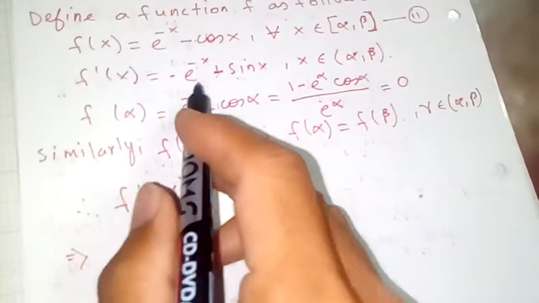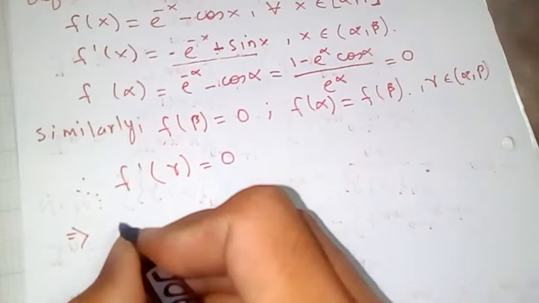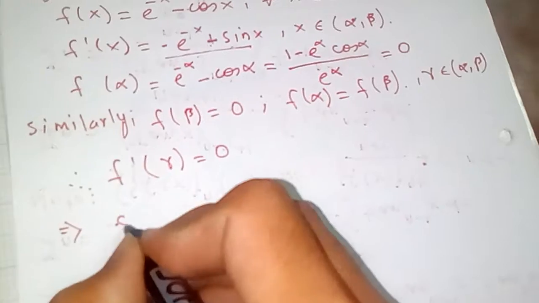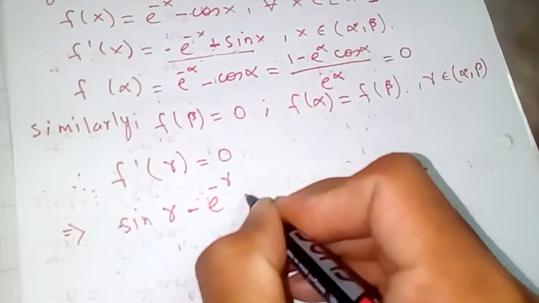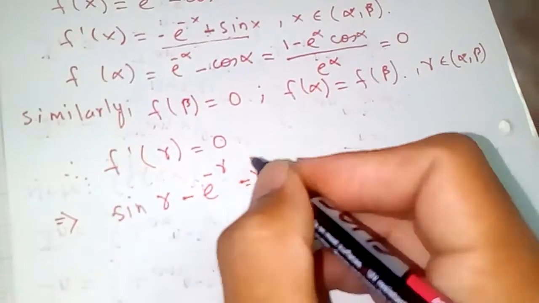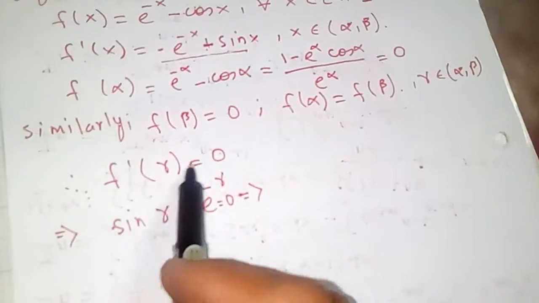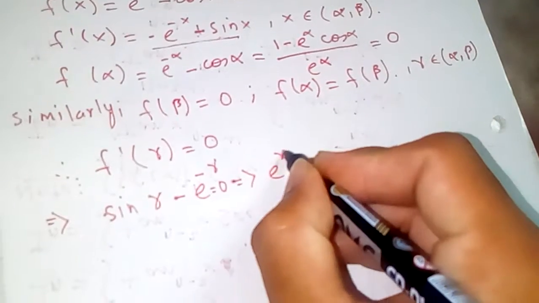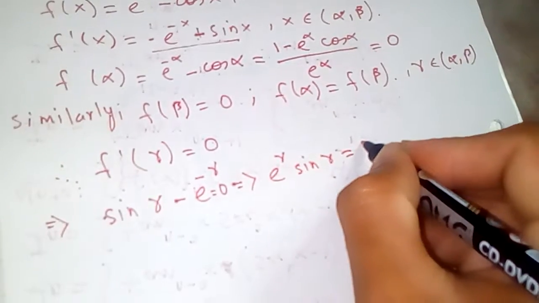Now f prime of gamma, if you substitute gamma in place of x, you get sine gamma minus e to the minus gamma, equal to 0, because f prime of gamma is 0. Now if you simplify this, you get e to the gamma sine gamma is equal to 1.